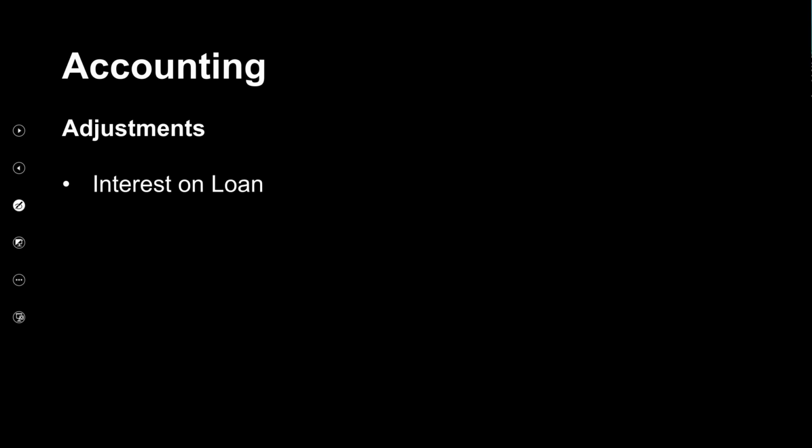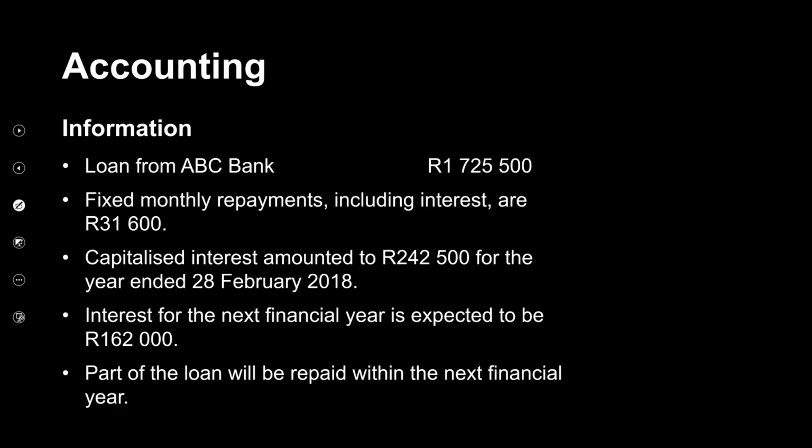Let's look at interest on loan. In the interest on loan, we are told that my loan was 1,725,500. I'm told that fixed monthly repayments including interest will be 31,600. I'm told that the interest that must be capitalized amounted to 242,500. And I'm told that the interest for the next financial year is expected to be 162,000. Part of the loan will be repaid within the next financial year.